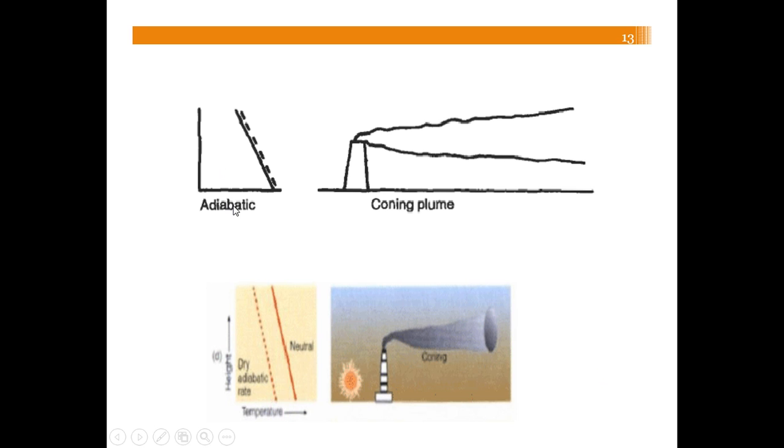If we continue here with adiabatic is normal. Dispersion would look like this. All right, it's not too close to the ground, but it's not great either. This is normal condition. So this is coning. This is what the release from a stack would look like.